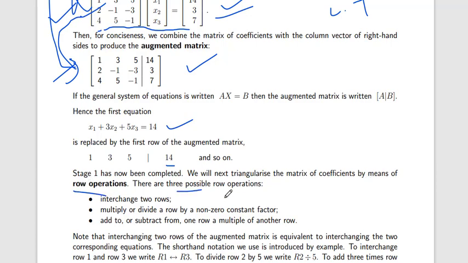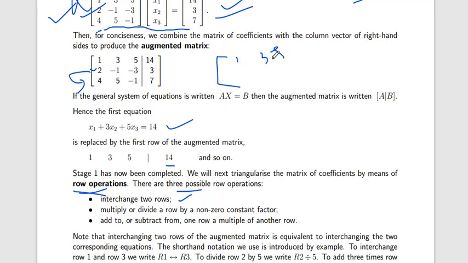There are three possible row operations. As I said earlier, using addition, subtraction or multiplication, we will convert this type of matrix into an upper triangle. For this, there are three types of row operation. First of all, interchanging of two rows. Why interchanging? If we swap the second row with the third row, what will we get?